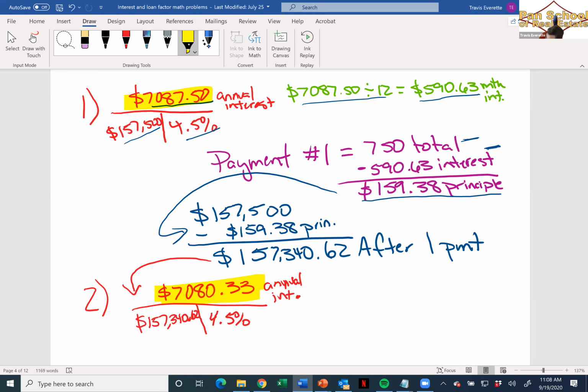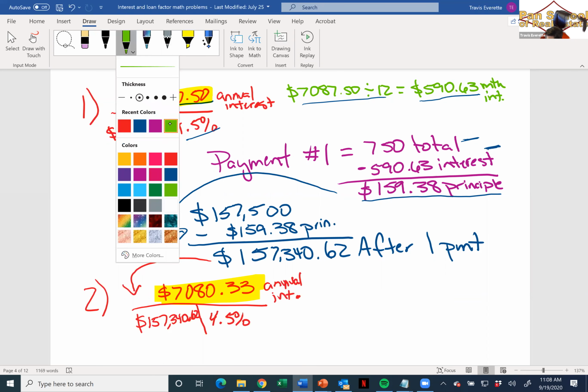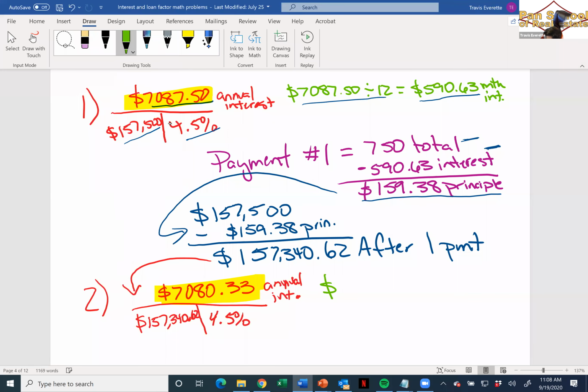Okay, so same thing we need to do here. We need to break that down into monthly interest. So we've got $7,080.33 divided by 12 gives us $590.03 per month in monthly interest.